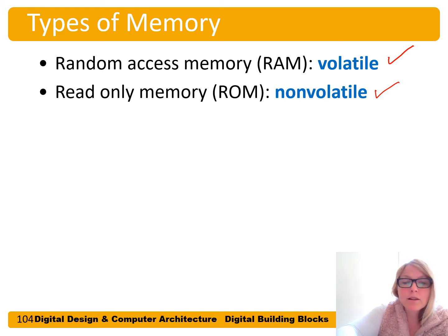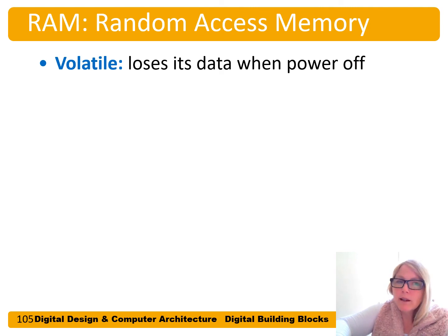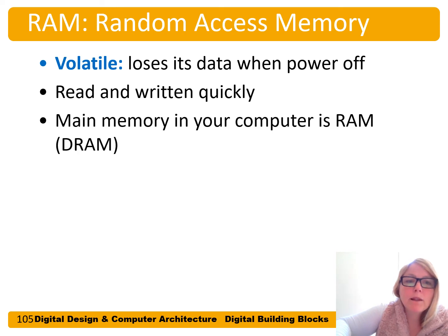Non-volatile, or ROMs, means that when I turn the power off, that memory is still stored there. So for example, my smartphone, I took a bunch of pictures on there, and it runs out of power, it turns off. My pictures are not all gone because what it's stored on is ROM instead of RAM. Okay, so again, RAM is volatile, meaning it loses its data when the power is off, but it's read and written quickly. So this is an advantage of using RAM over ROM.